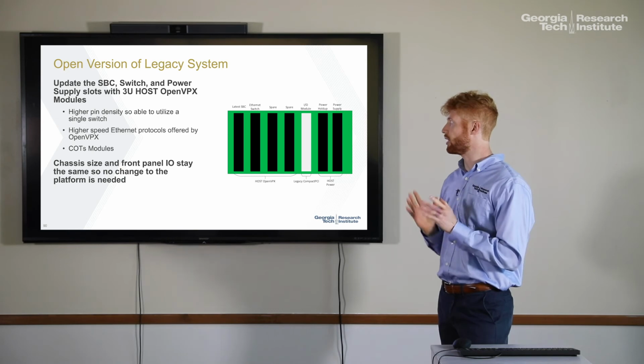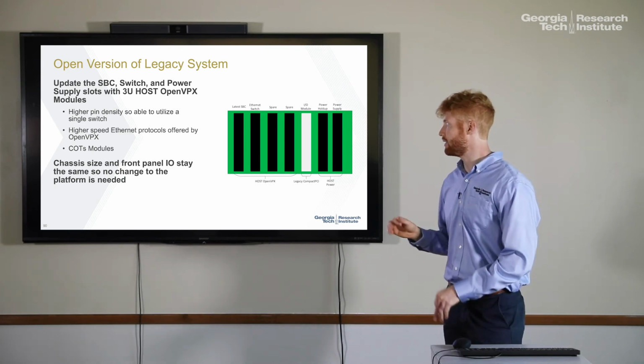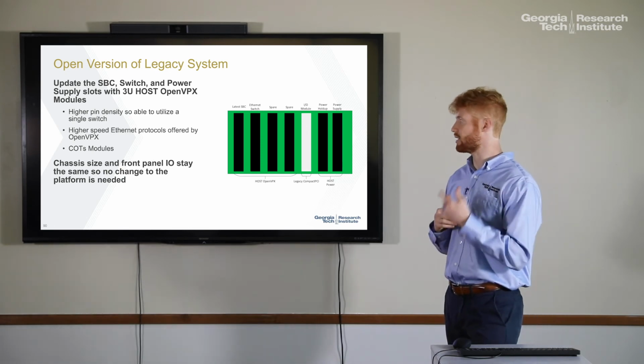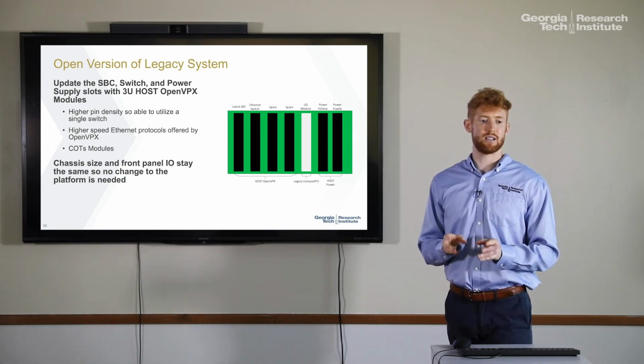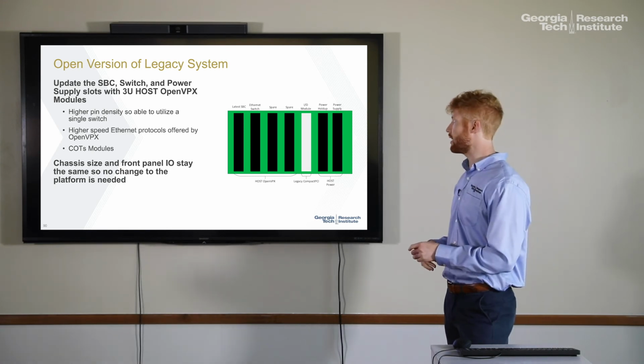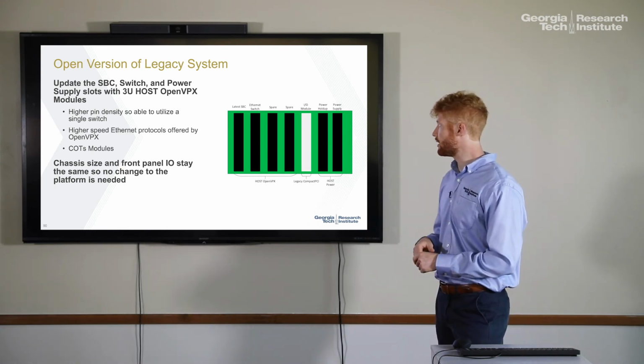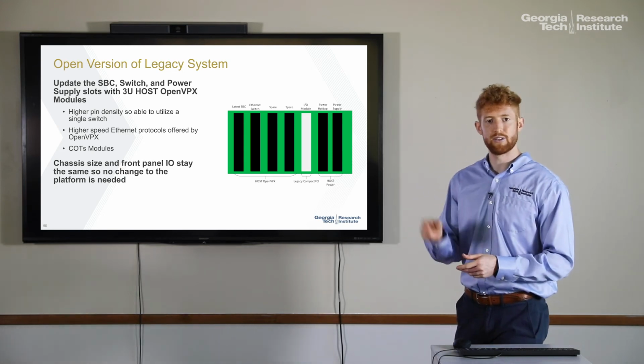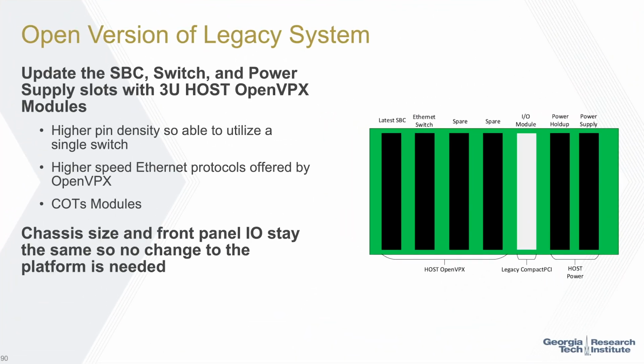If you know a little bit about compact PCI and VPX, the VPX has larger pin density. So you're able to put all that data communication on a single module instead of having 2 different Ethernet switch modules. So you're able to aggregate all that into a single Ethernet switch. And you get to higher speeds offered by the OpenVPX connectors. The wafers allow for higher speeds than the compact PCI pins. And each of these are all COTS modules because they're all following the interfaces defined in HOST. But the chassis size stays the same because the form factors are very similar.